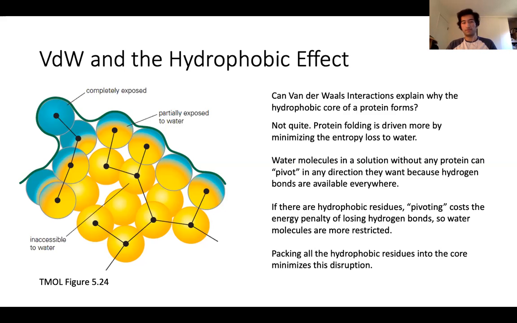So even though intuitively, if you're adding more things to the water, shouldn't that make the entropy increase? Actually, it decreases the entropy because now water has fewer degrees of freedom. And so by packing all the hydrophobic residues of the protein into just one dense core, you preserve the most degrees of freedom for water. That's basically the hydrophobic effect. And again, you'll explore this much more quantitatively in later lectures. But that's all I have. Does anyone have any questions on any of this?